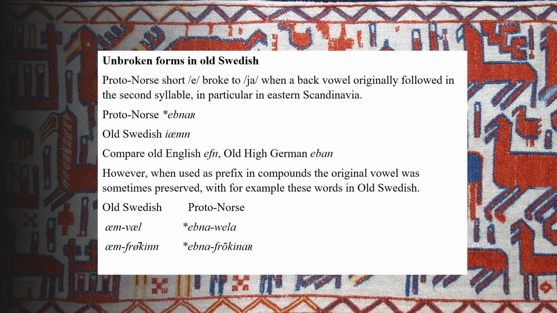However, when used as a prefix in compounds, the original vowel was sometimes preserved in Old Swedish, with, for example, these words emwell, frökin, from earlier evnawella, evnafråkinas, where presumably the stress lay on the second word, sparing the breaking in the first word from happening, leading to an unbroken vowel straight from Proto-Norse in this prefix position.